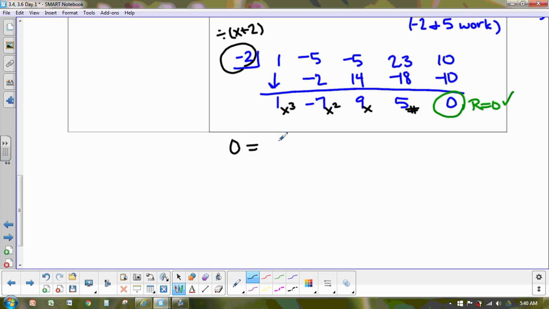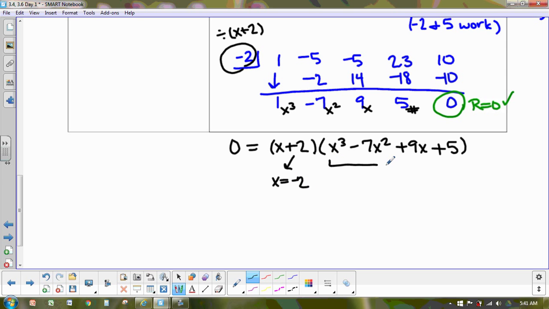So instead of our original 0 equals equation from the p of x part, we've turned it into 0 equals x plus 2 times the quantity x cubed minus 7x squared plus 9x plus 5. We know one answer is that x equals negative 2. But for all of this, we would now have to keep going to try to solve the cubic. And last class we saw one of these, and it had 4 terms, and so we tried grouping.